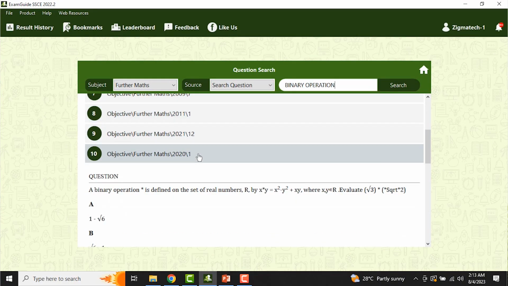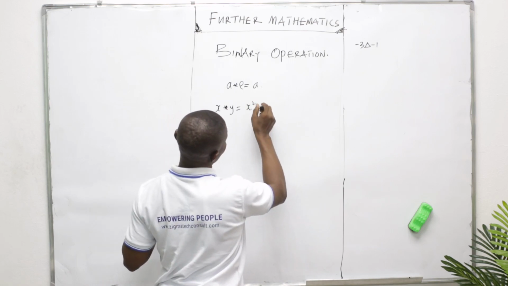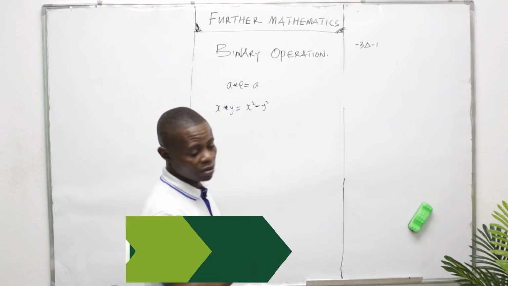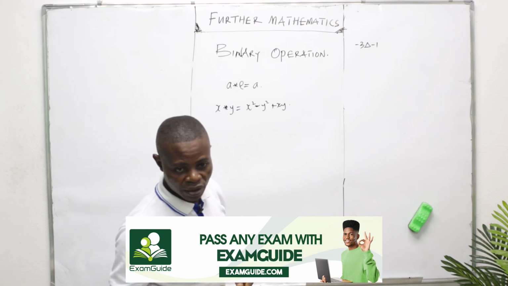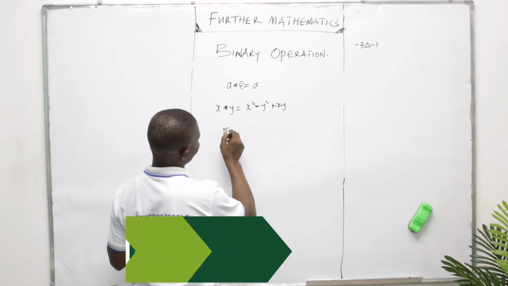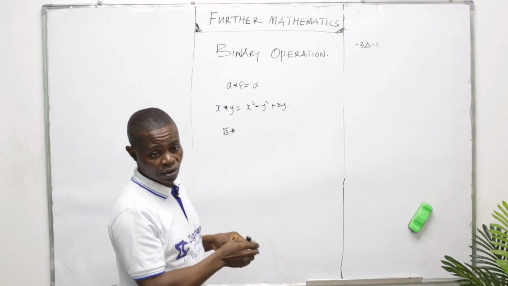That becomes the solution. Let's take a look at another question. 2020. A binary operation is defined on the set of real numbers R by x operating on y equals x squared minus y squared plus xy. Evaluate root 3 operating on root 2.